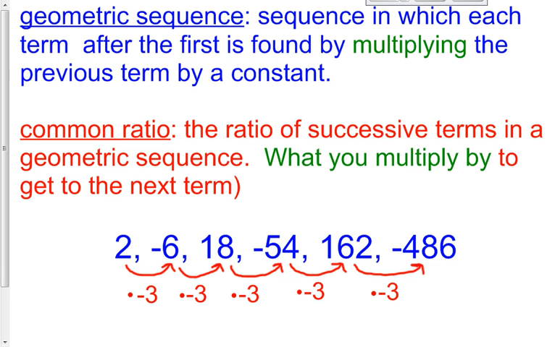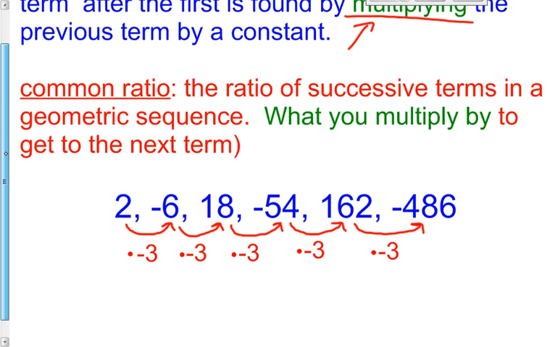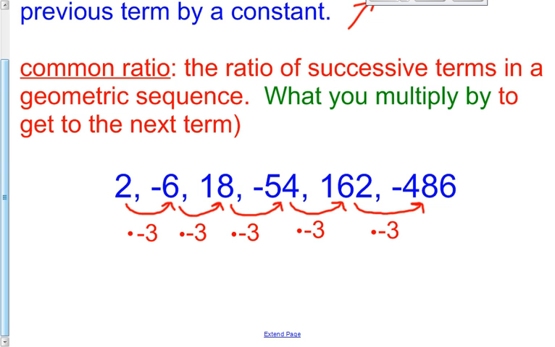A geometric sequence is a sequence in which each term after the first is found by multiplying the previous term by a constant. So the difference between arithmetic and geometric is that an arithmetic sequence is found by adding, whereas a geometric sequence is found by multiplying, okay? So make sure you understand the difference. Just like in an arithmetic sequence, we had a common difference, in a geometric sequence, we have a common ratio. This common ratio is the ratio of successive terms in a geometric sequence. So in layman's terms, it's what do you multiply to get to the next term.